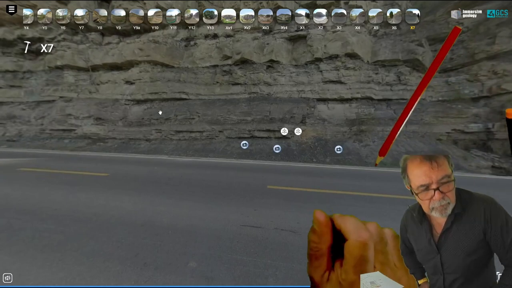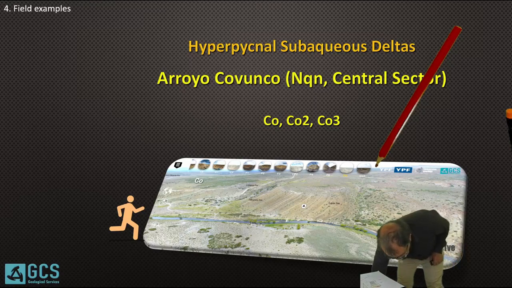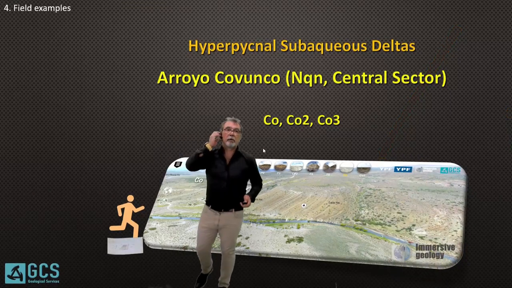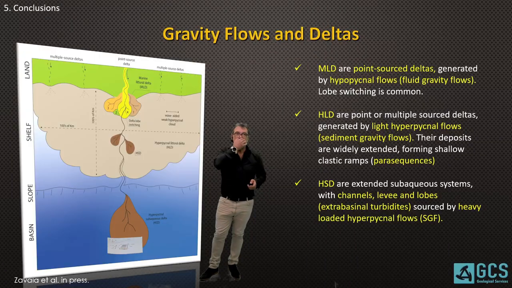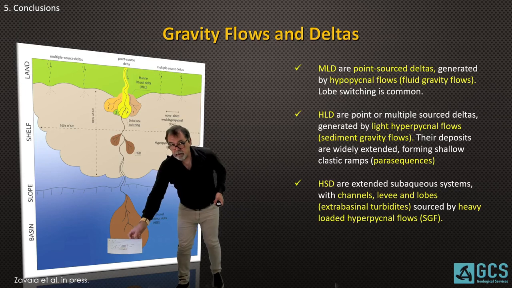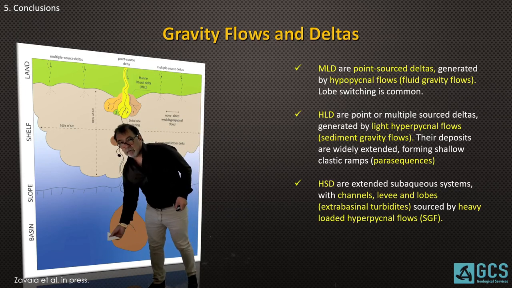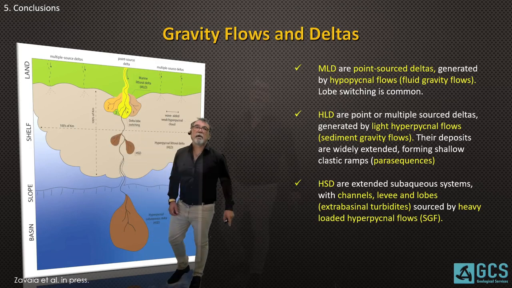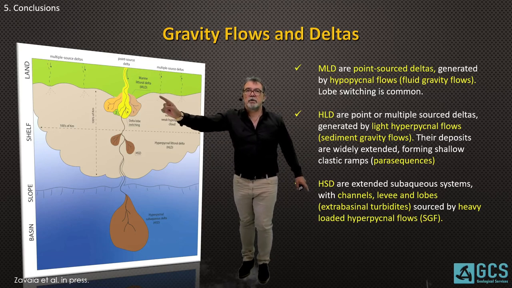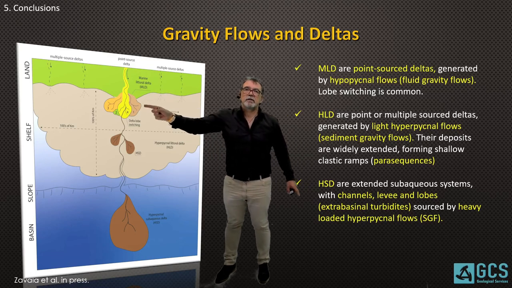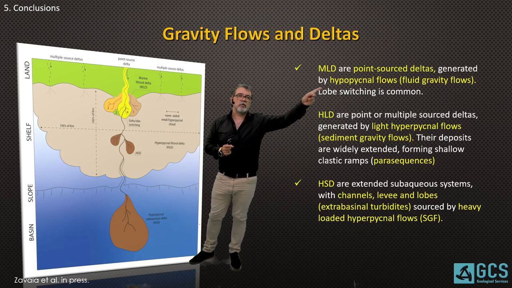So I think we can go into some conclusions. Okay, some conclusions. We have different kinds of deltas. We have marine littoral deltas. These ones are point-sourced. Usually you have this shift in deltas. And mostly these deltas are related to fluid gravity flows.